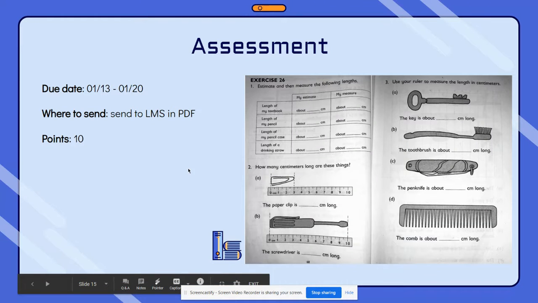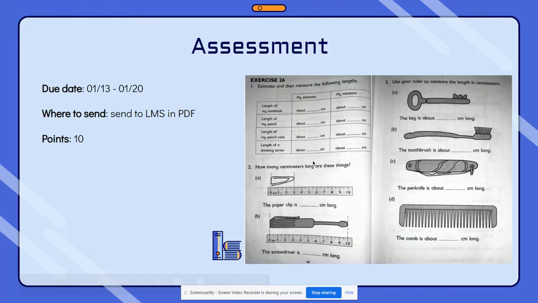Okay, so this is going to be your assessment. It's going to be the pages in your workbook, and you're going to send them to me in LMS as a PDF. You have until the 20th to do that, and it's worth 10 points. If you have any questions, let me know. And also, check the video in LMS where I measure things using the ruler, using centimeters, okay?